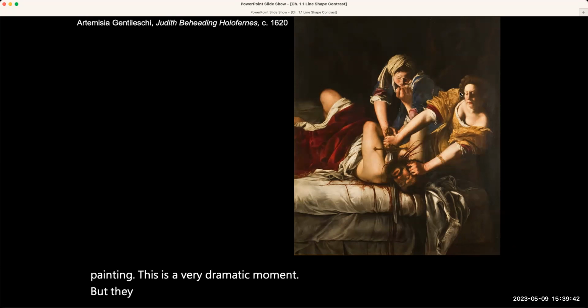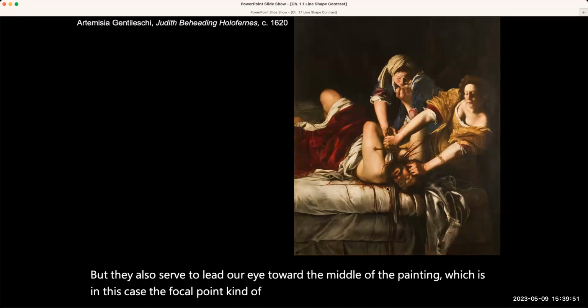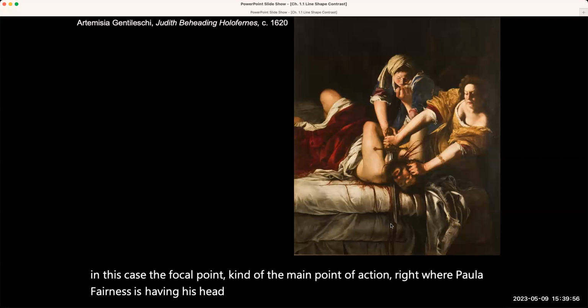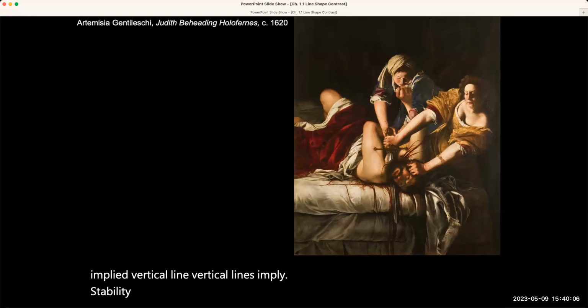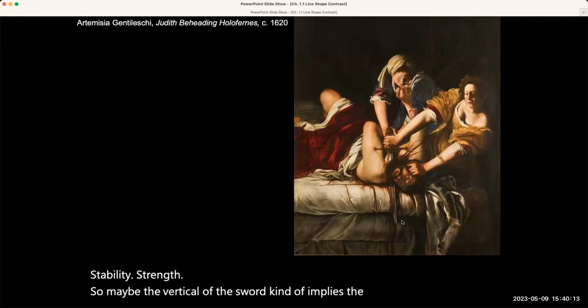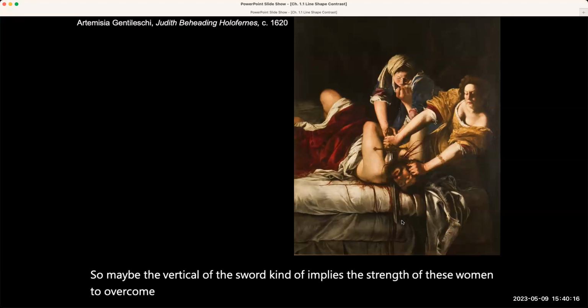But they also serve to lead our eye toward the middle of the painting, which is in this case the focal point, that main point of action, right where Holofernes is having his head sliced off. We could also read maybe the sword as an implied vertical line. Vertical lines imply stability, strength. So maybe the vertical of the sword implies the strength of these women to overcome this man.